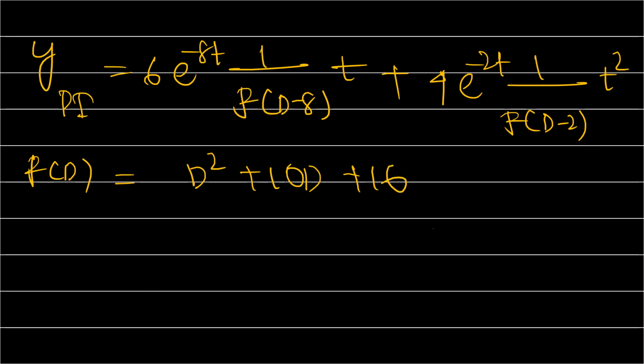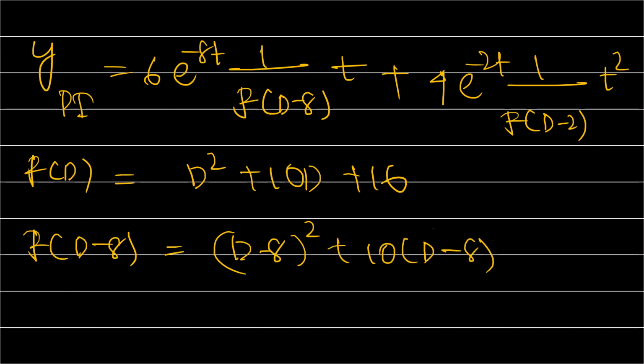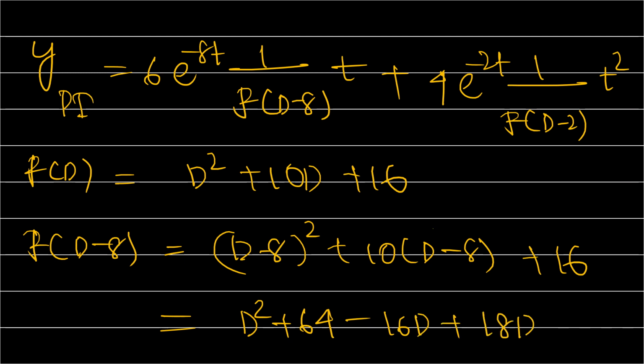So f of D minus 8 is equal to (D minus 8) whole square plus 10(D minus 8) plus 16, which is equal to, by solving, D square plus 64 minus 16D plus 10D minus 80 plus 16. This will be D square minus 6D, since the constants 64 minus 80 plus 16 cancel out. So f of D minus 8 is equal to D square minus 6D.